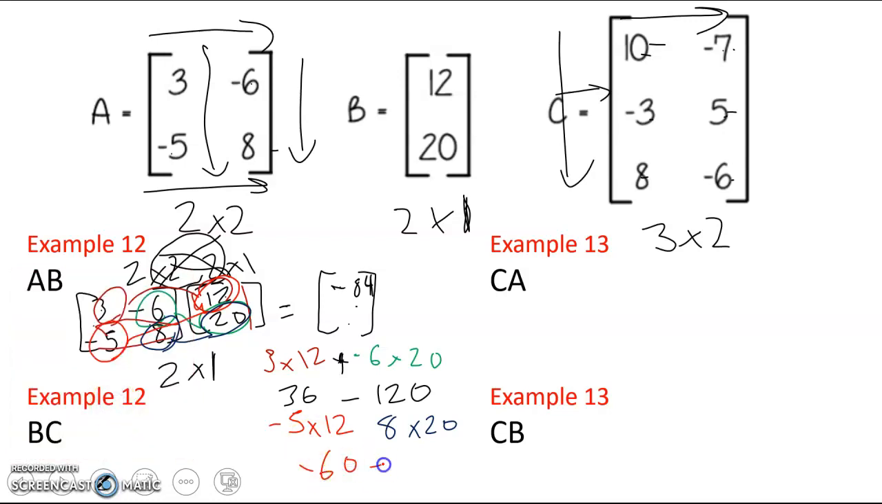You get -60, and then plus 8 times 20 is 160. Add negative 160. Remember, we're adding these numbers together. Negative 60 plus 160 gets you 100, okay? And that is your new matrix.